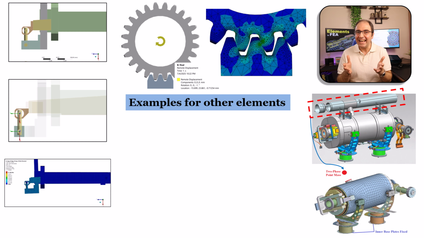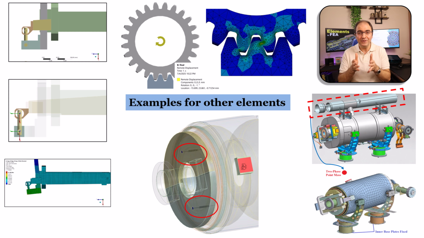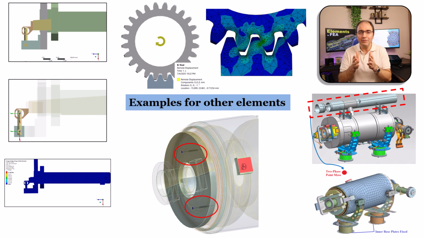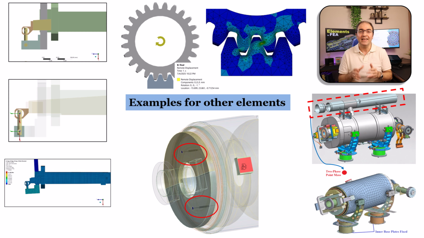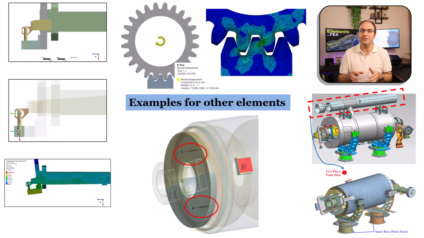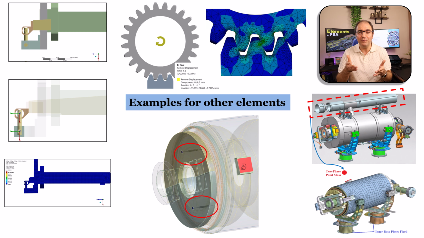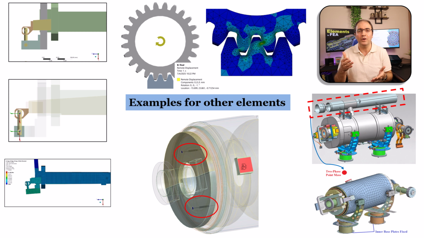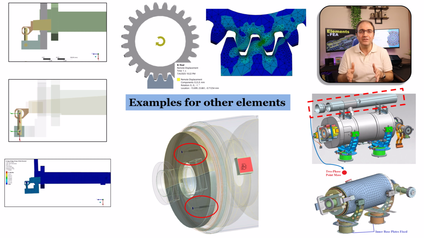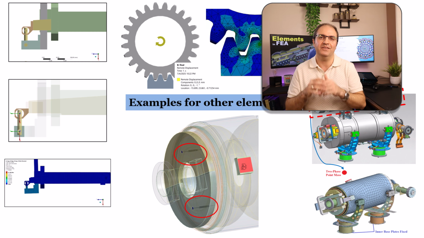Next, let's look at the spring elements used here to represent the axial stiffness of a mechanical tuner that adjusts the resonant frequency of the same cryomodule cavity. In this case, two springs simulate the tuner's force displacement response. These examples show how specialized elements like joints, remote displacement, springs, and point masses can simplify your models and reduce simulation time, all while capturing the key physical behavior of the system.